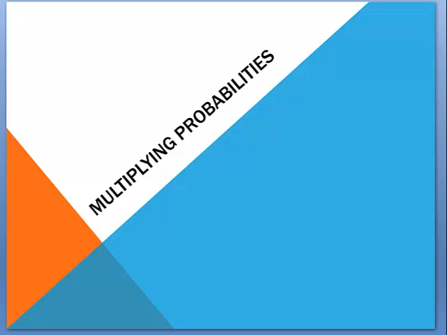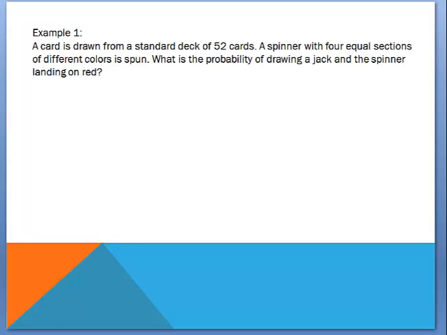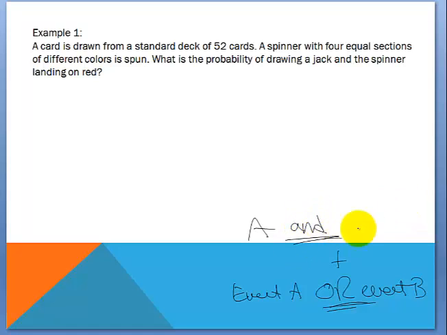Multiplying probabilities. In the last section, we talked about adding probabilities, and specifically when we are adding probabilities, it's because the question has asked us to find the probability of event A or event B. That key word is "or," and we would add the two probabilities together. The transition now to multiplying probabilities has to do with finding event A and event B occurring. So once we do that, we have a multiplication sign.